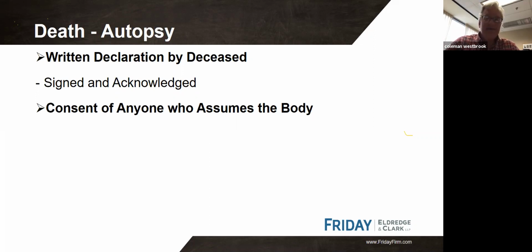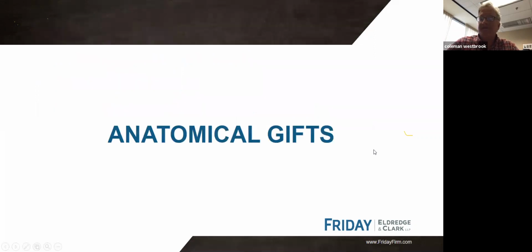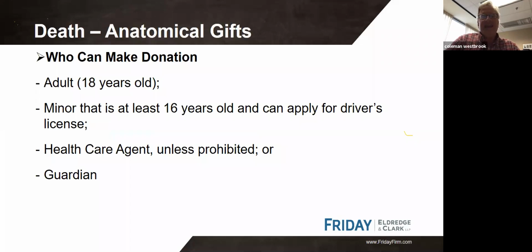Next slide. More common are people wanting to make anatomical gifts. Next slide. And our state has gone out of its way to make it easy for people to make anatomical gifts. Any adult, or anybody getting a driver's license for that matter, can do it. If you fail to do it, then your healthcare agent under your healthcare power of attorney could do it, or if you have a guardian, your guardian can always make anatomical gifts. Next page.